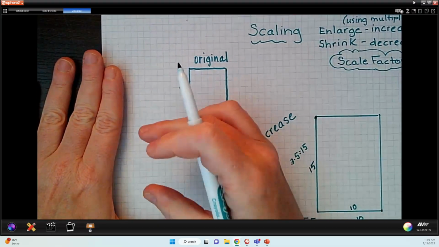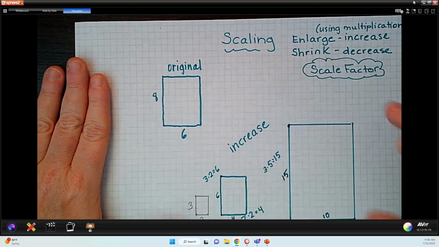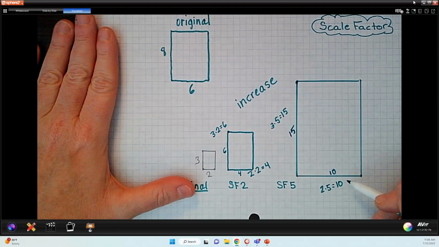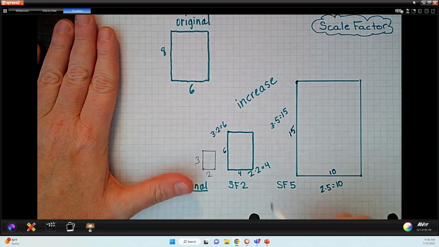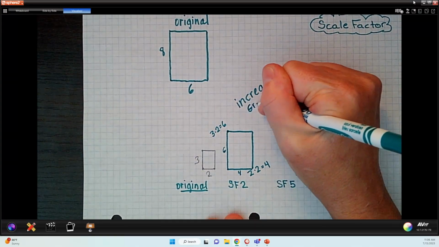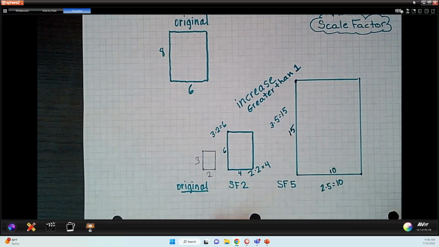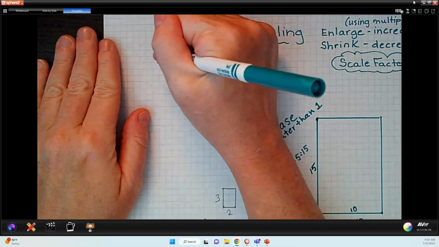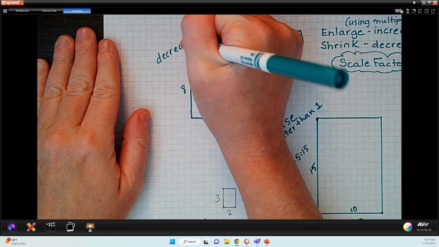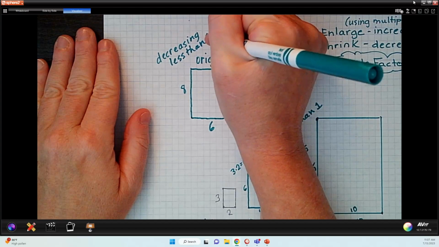Anytime we're decreasing, we're using a fraction, or the number we're multiplying by will be a fraction. If we're increasing, the number is going to be greater than 1. So it could be 1.5, it could be 2, 2.5. It can be a number that has a decimal, but it's going to be greater than 1. So when we're increasing, the scale factor will always be greater than 1. Now, when we're decreasing, the number is always going to be less than 1, or a fraction, less than 1.